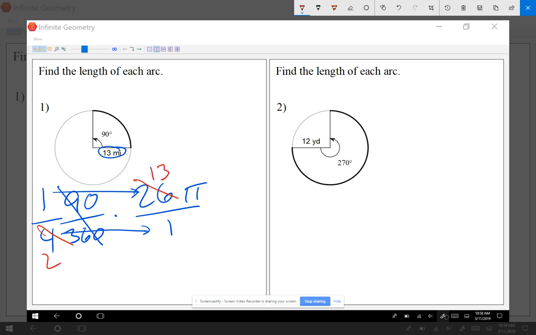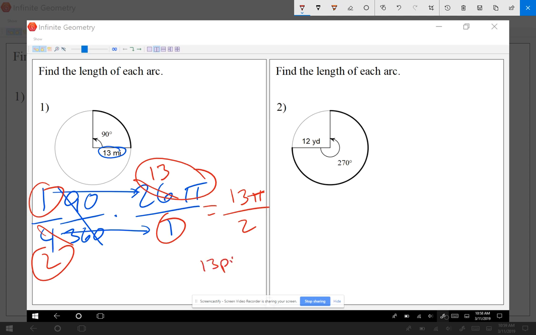13 and 2. So on the top, I have 1 times 13 pi. So 13 pi. At the bottom, 2 times 1, 2. So my answer is 13 pi over 2. Now, in your case, when you type it, it is 13 pi backslash 2.